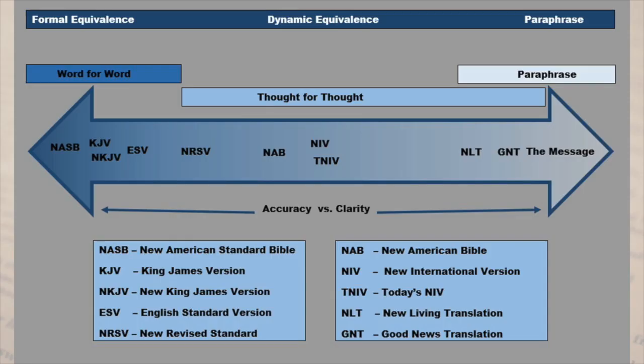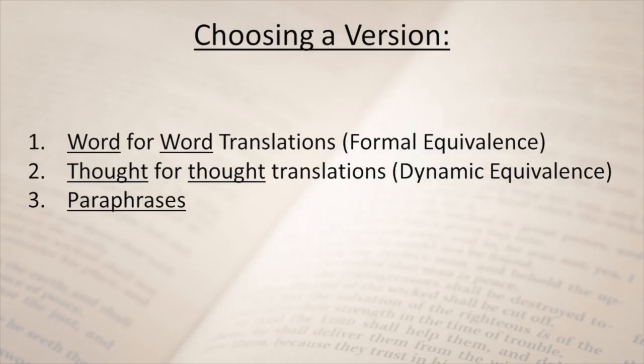A dynamic equivalence translation is not as concerned with the grammatical form of the original language as it is with the meaning of the original language. It allows more room for interpretation, and it's easier to understand. The New International Version and the New English Bible would be examples of this philosophy. And then thirdly, we have paraphrases.